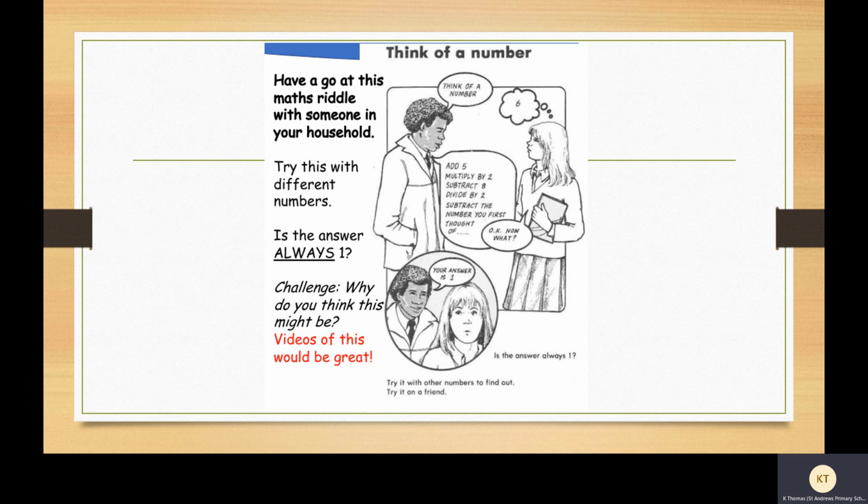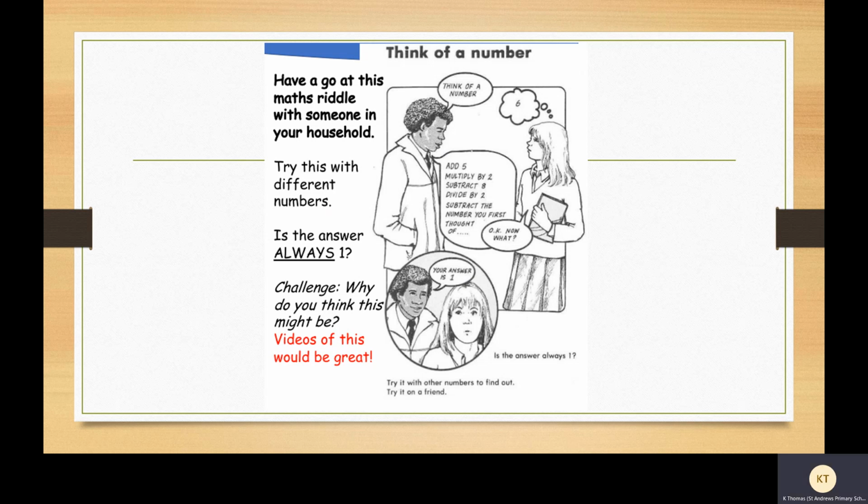Here's the second challenge that you have on Thursday. It's a maths riddle. We would like you to have a go at this with someone in your household. Try this with different numbers. Is the answer always 1? So have a look at the image on the screen. It says, think of a number. So the girl is thinking of 6. Then the man says, add 5, multiply by 2, subtract 8, divide by 2, subtract the number you first thought of, and the girl says, okay, now what? And the man replies, your answer is 1.